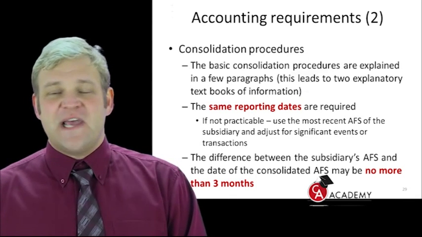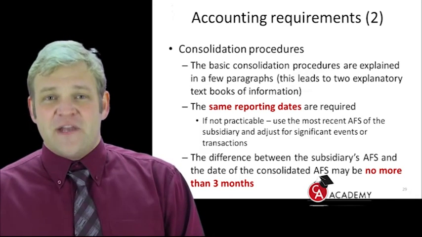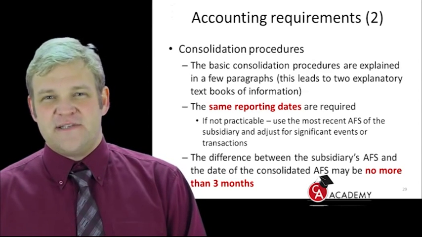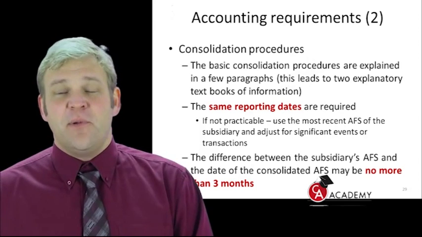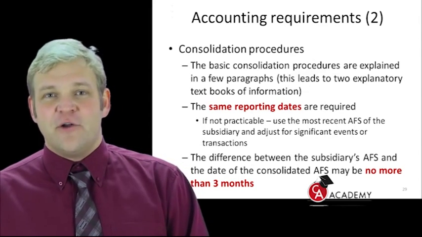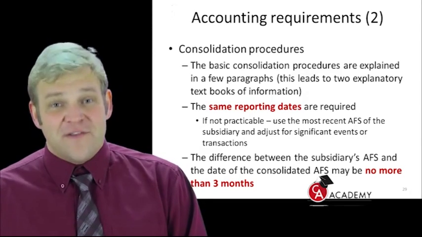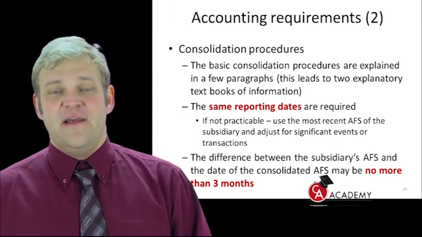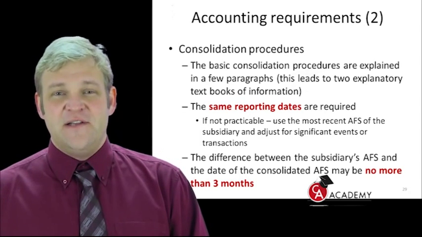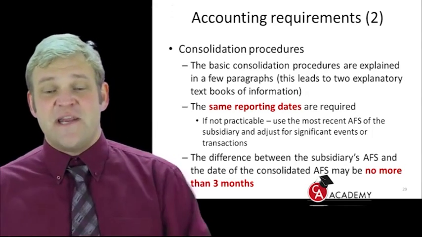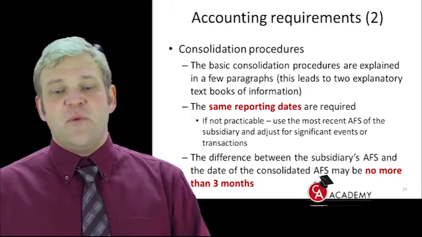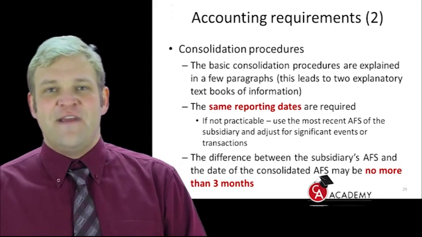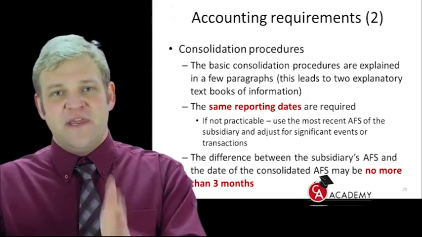We cannot prepare financial statements at different reporting dates, so we have to make sure that all of the reporting dates in the group are the same. Now, if this is not practicable, all right, so what does that mean? If after every reasonable effort to do so, it still cannot be done. Doesn't mean that you don't have to because you don't want to. If after every reasonable effort it is not able to be done, then we can accept the different year ends for the various sets of financial statements for the parent and the subsidiaries, but then we use the most recent financial statements of the subsidiary and we adjust them for significant events or transactions that have taken place up to the year end of the parent.